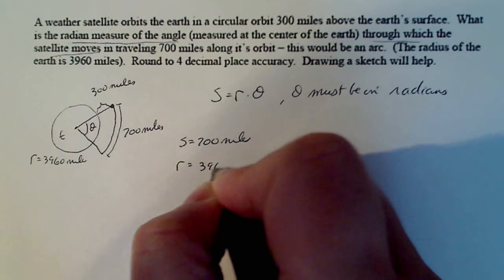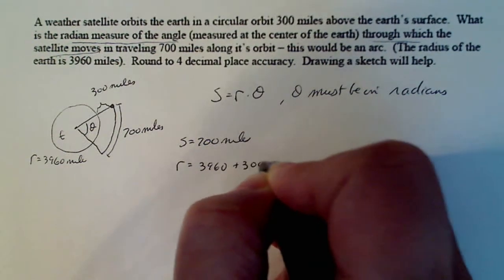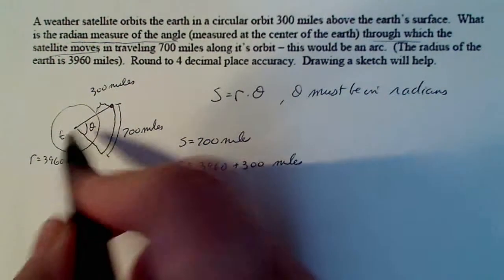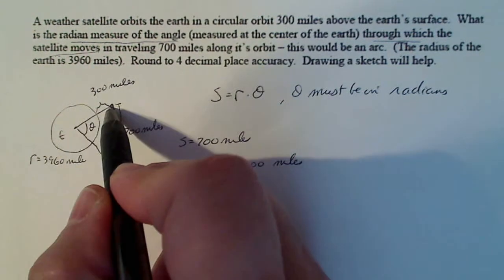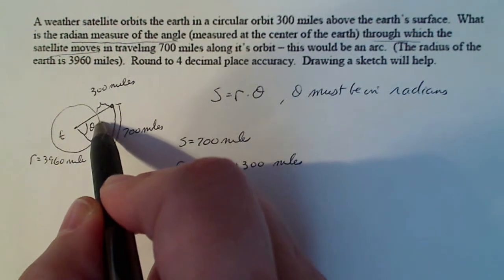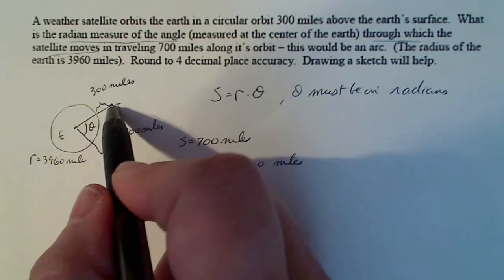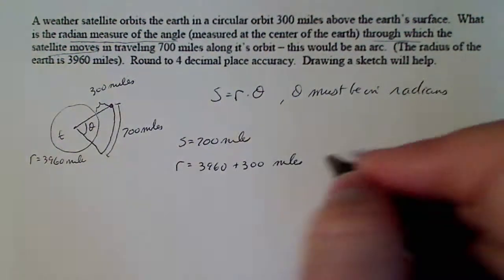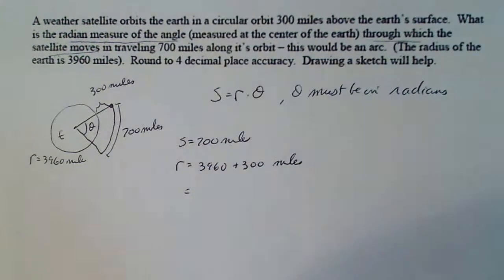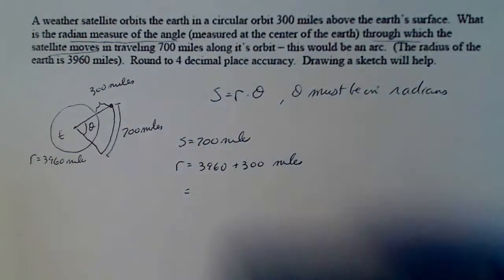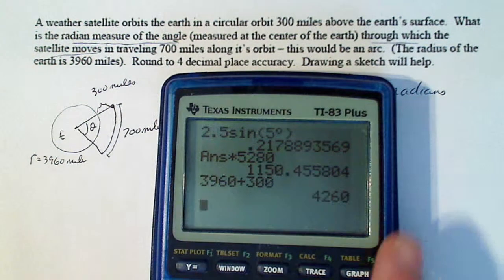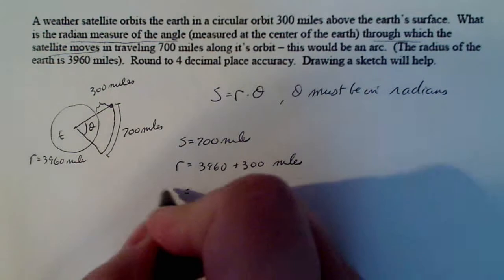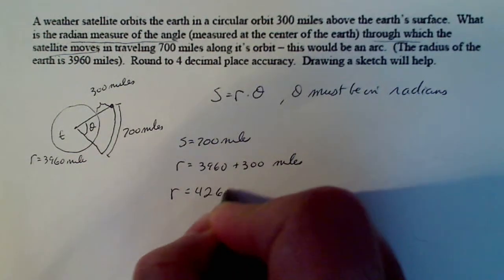So in this problem, I know S is going to be 700 miles, and R is going to be 3960 plus 300 miles. Why? Because that's how far the satellite is from the center of the Earth. It's not sitting on top of the Earth traveling along like a car. It's out in the orbit. So let's see. That means 3960 plus 300 is 4260. So R is 4260 miles.